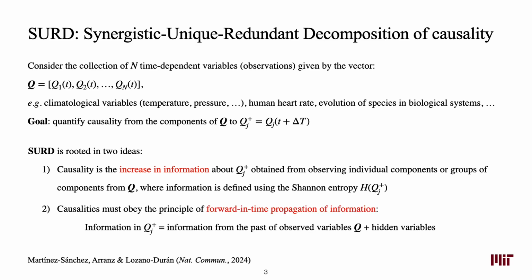The second core principle of SURD is the forward-in-time preparation of information. This principle asserts that any information about the future state of a variable must stem from the information coming from past observations of the set of observed variables and from any hidden variables that might be influencing the system but are not included in the analysis. This ensures that causes always precede their effects.